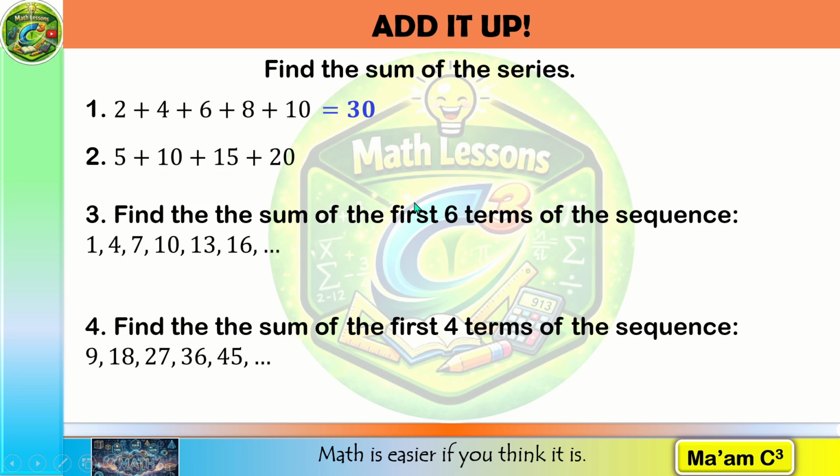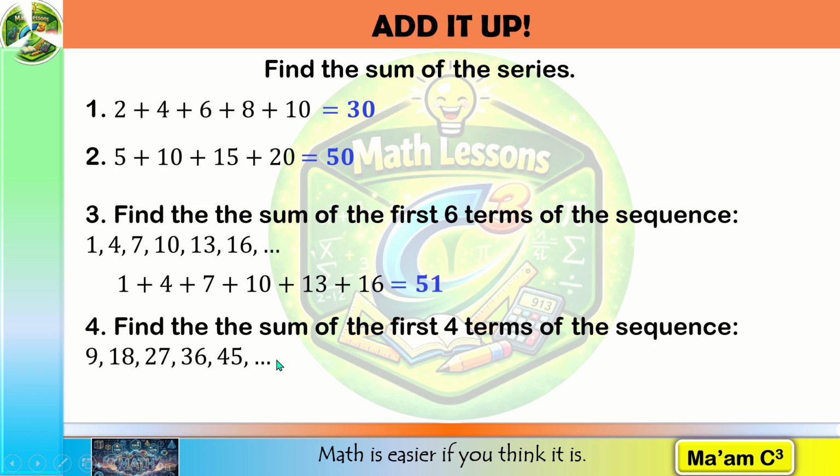This is 50. Number 3, find the sum of the first 6 terms of the sequence 1, 4, 7, 10, 13, 16. So first, we are going to convert the sequence into series, adding the first 6 terms. So this will be 1 plus 4 plus 7 plus 10 plus 13 plus 16. And this is equal to 51.